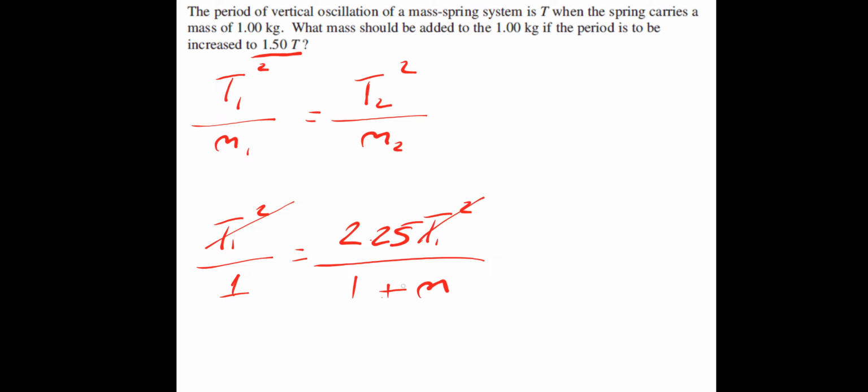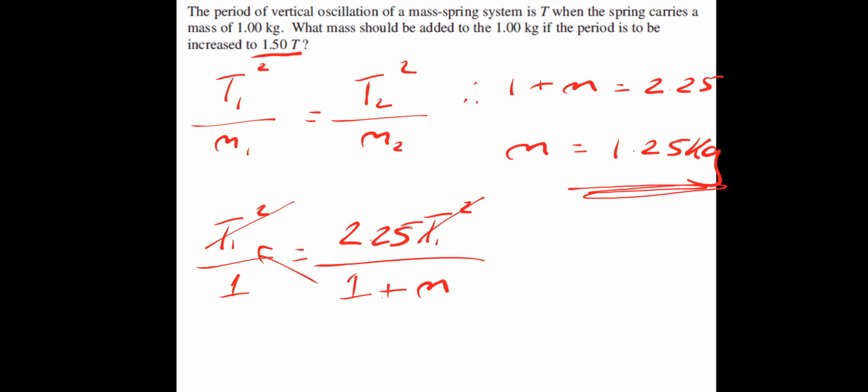I can bring the 1 plus m up from the bottom right up to the left hand side. So therefore, we get 1 plus m equals 2.25. So you can see from that, it's 2.25 minus 1 to give m. So 2.25 minus 1 is 1.25 kilograms. Tricky question, hopefully that went okay. You might have done it in a different manner. As long as you got that answer, that's all that matters, the 1.25 kilograms.